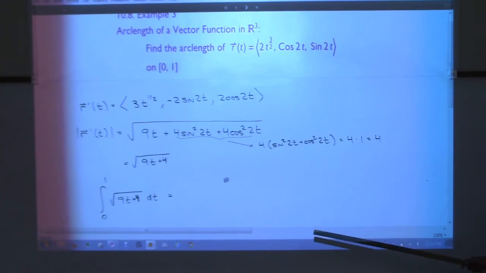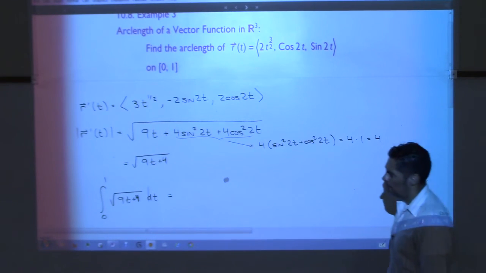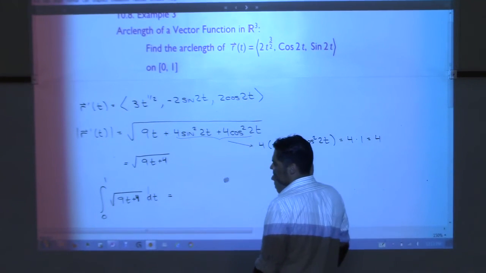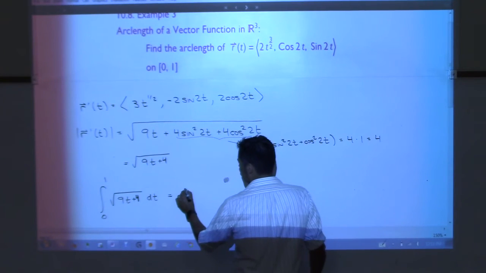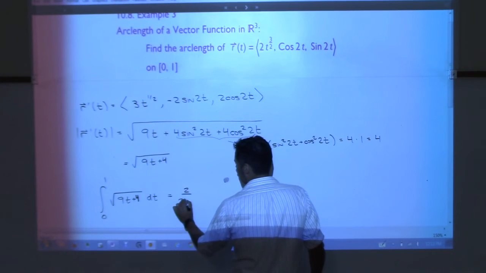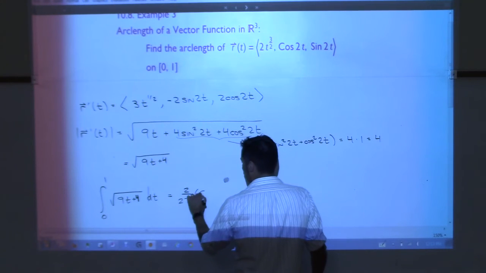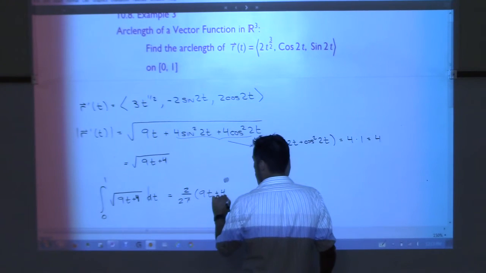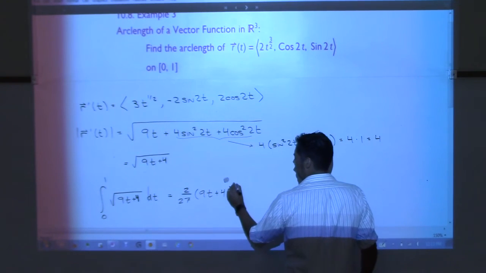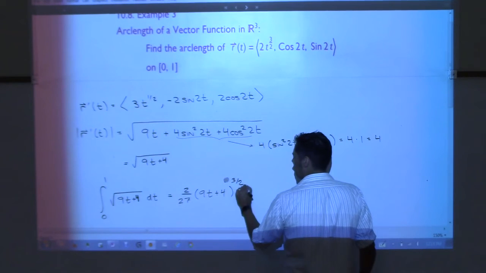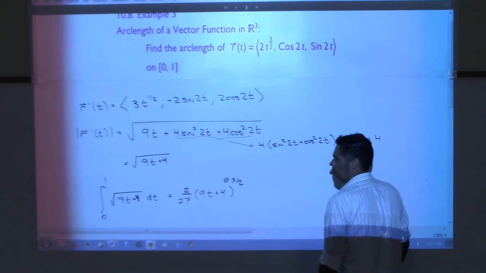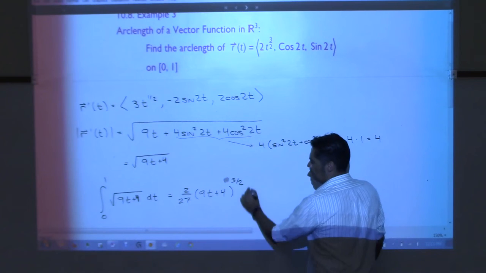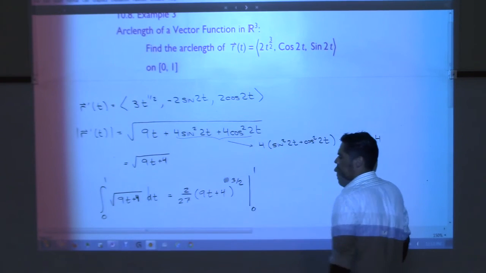So what is the antiderivative? You would use u-sub on that? Okay. So what is the antiderivative of this going to be? 2 over 27. 2 over 27? Sure. 9t plus 4 raised to what? 3/2. And this from 0 to 1.